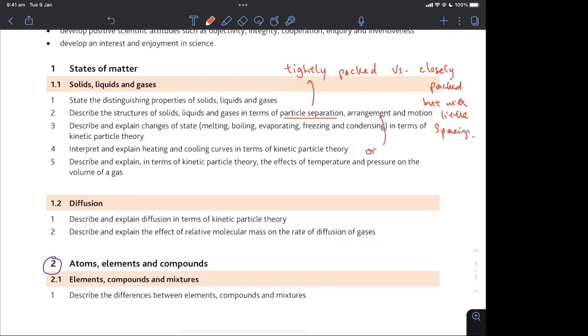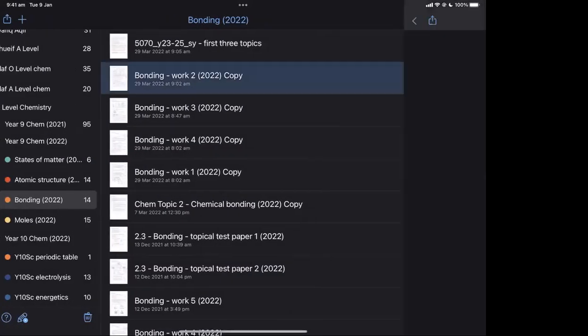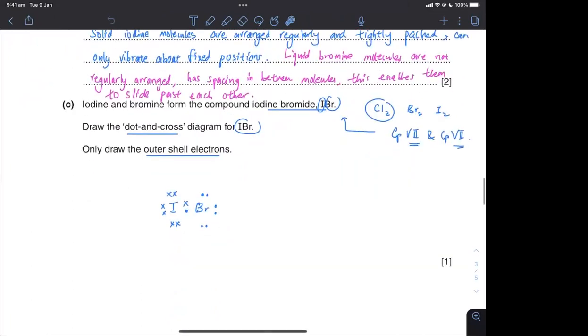Arrangement is to do with order or regular. That is solid. That is definitely solid. Motion is to do with vibrations about a fixed point. That is for solid, and liquid particles can slide over each other and so on and so forth. So hopefully that makes sense to you.